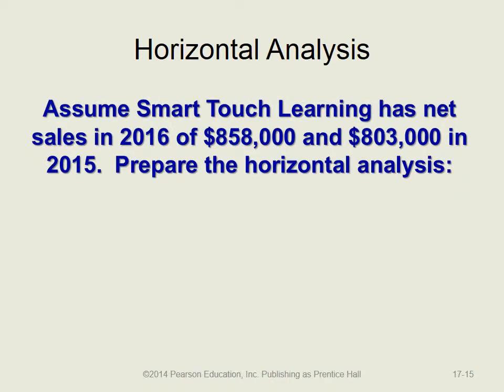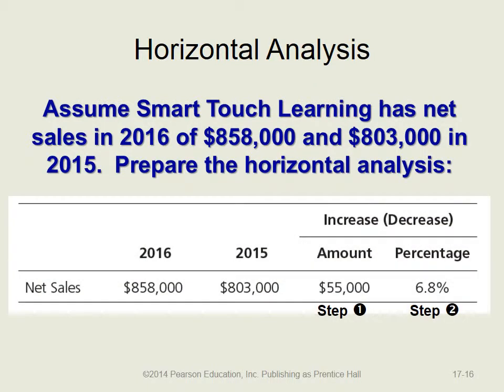So now for this little example here, let's assume Smart Touch Learning has net sales in 2016 of $858,000 and $803,000 in 2015. How would you prepare the horizontal analysis for the change in sales? As you can see, first we measure the change. In this case, the change from one year to the next is $55,000, an increase in sales from 2015 to 2016. Next, we convert that to a percentage increase by dividing it by the base year sales of $803,000. Horizontal analysis indicates that sales increased by 6.8% from 2015 to 2016 in this example.